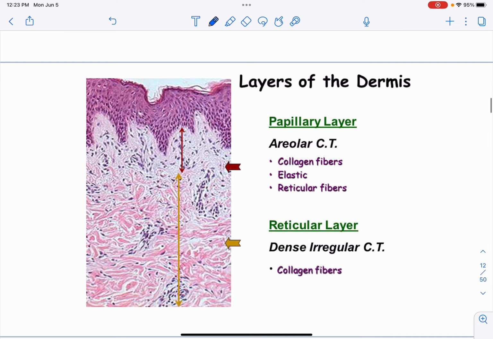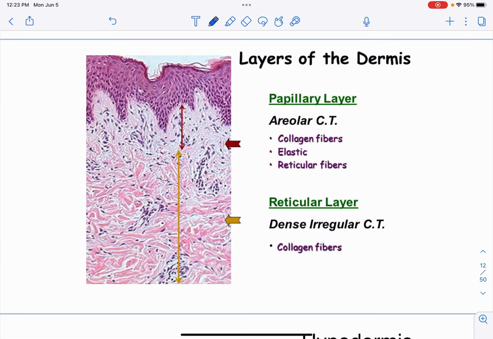Here is a histological section of skin. So you can see right here what's stained darker is the epidermis. Again, we are going to talk about the epidermis in great detail because there's actually a lot going on in the epidermis. Deep to the epidermis, in red, you can see the areolar connective tissue.